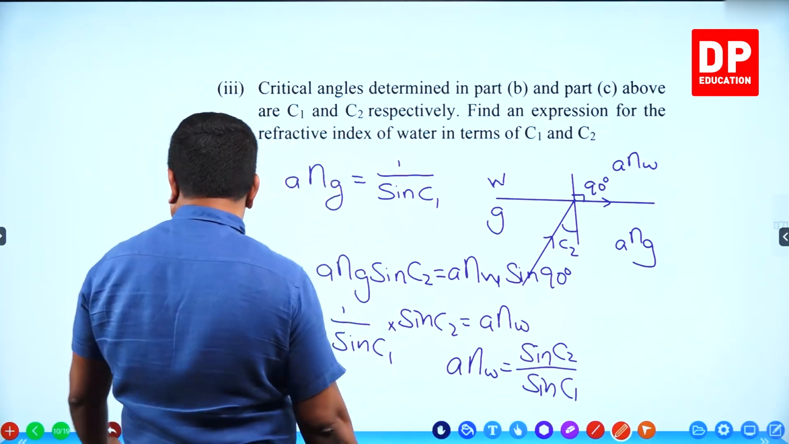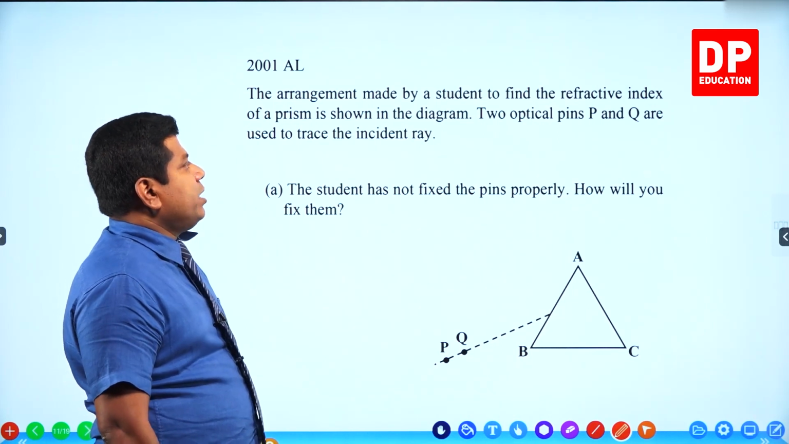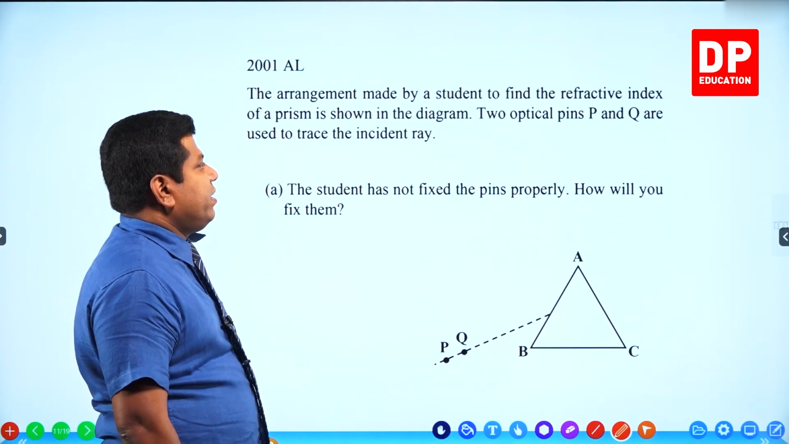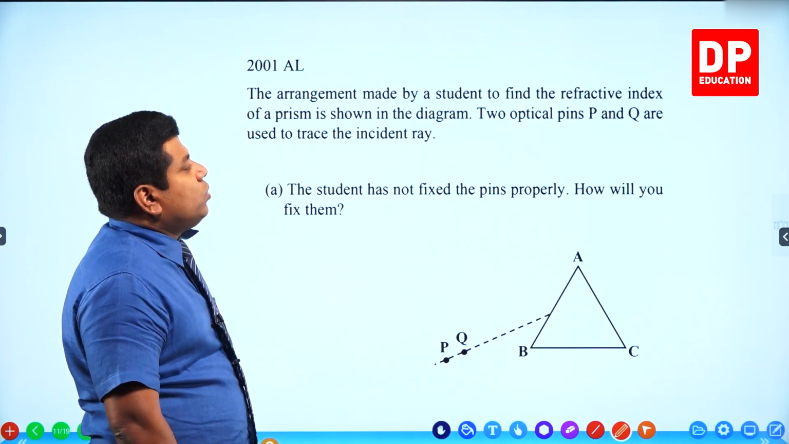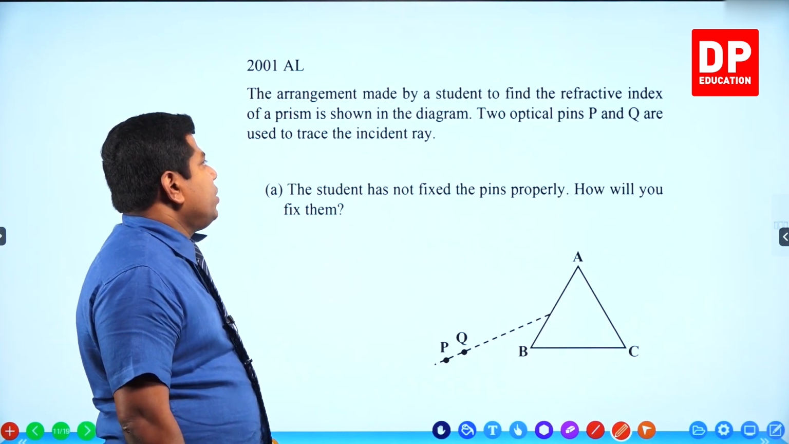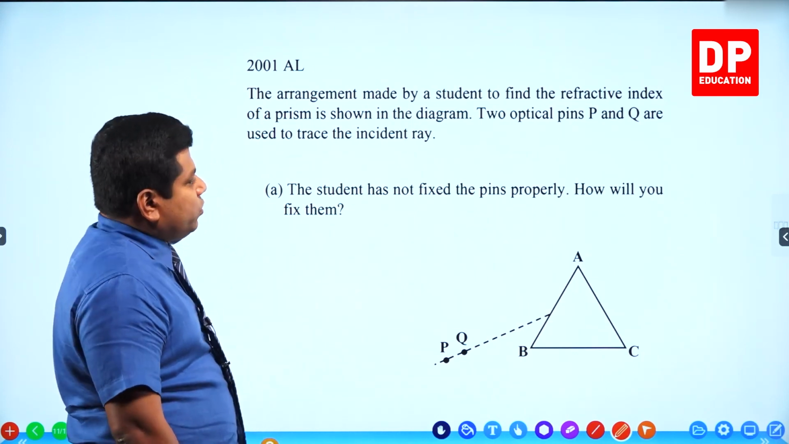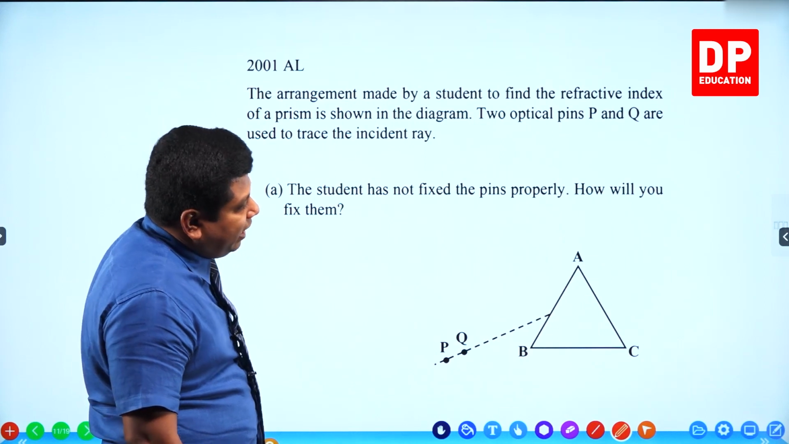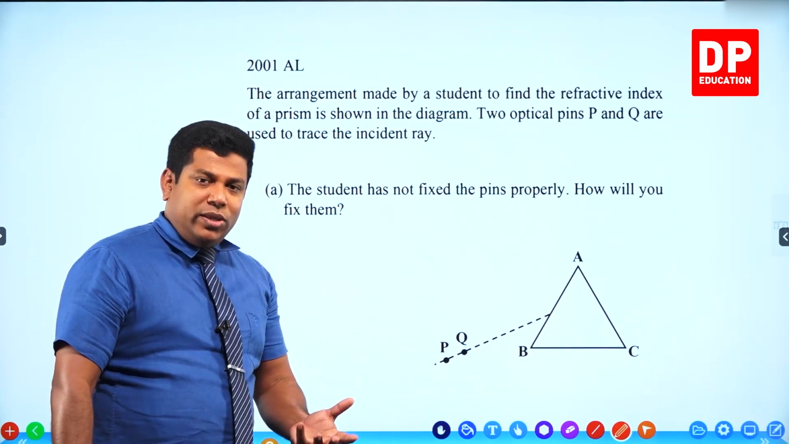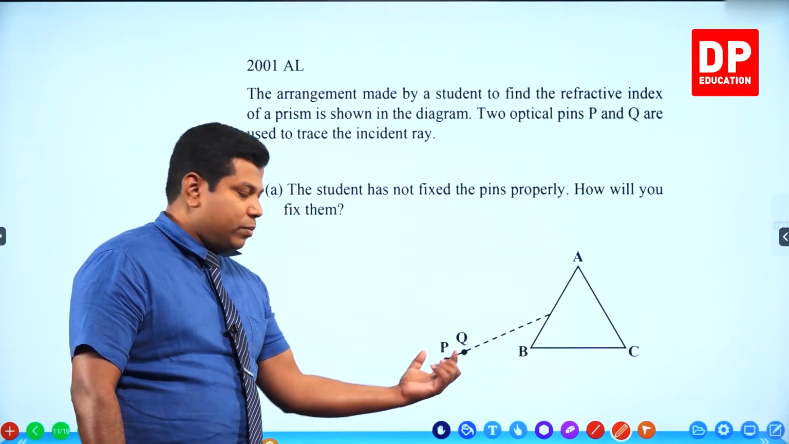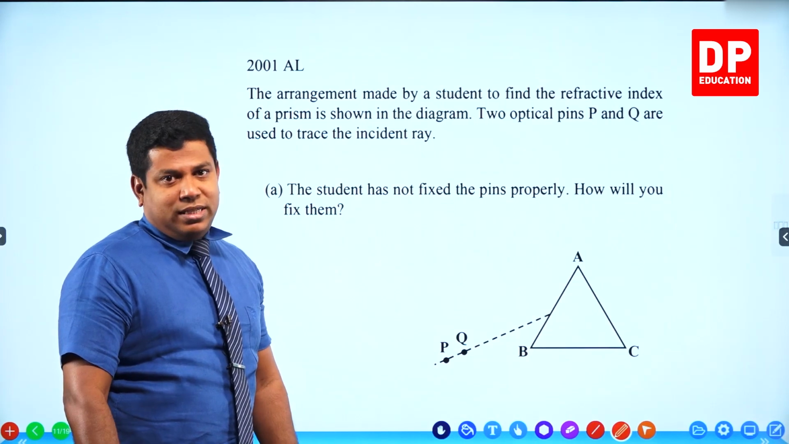Another one. 2001 A-level paper. The arrangement made by a student to find the refractive index of a prism is shown in the diagram. Two optical pins P and Q are used to trace the incident ray, PQ. The student has not fixed the pins properly. How will you fix them? What mistake do you think the student has done here? He has fixed them too close. There has to be significant distance between the two pins, right?